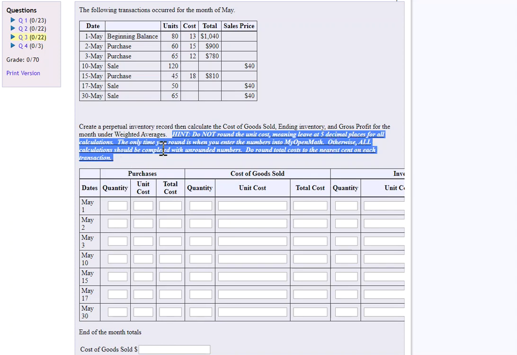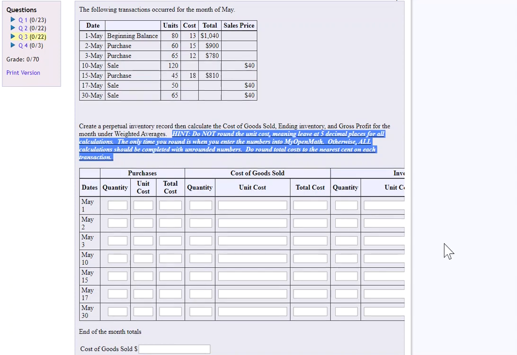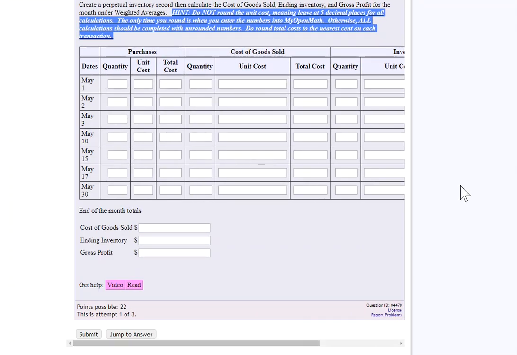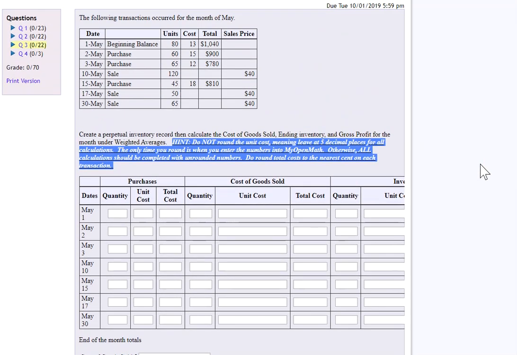Otherwise, all calculations should be completed with unrounded numbers. Do round total cost to the nearest cent on each transaction. So I will show you exactly what is meant by that as we work through the problem here. And I have to apologize because the whole thing doesn't want to fit on my screen, so let's see if we can get it to work anyway.